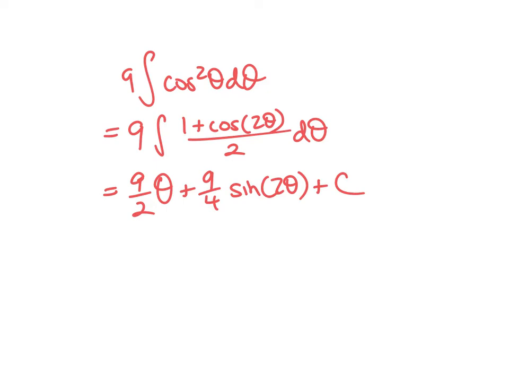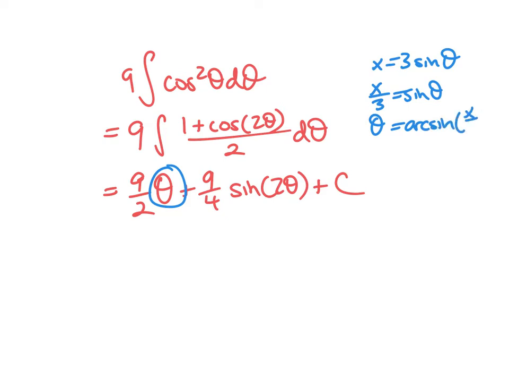Okay, so up here, I'm just going to remind us that we have x is 3 sine theta. First, we need to get things back in x, right? We started with things in x. We want our final answer to be in x as well. So what is theta? Well, to solve for theta, we have x over 3 is sine theta, and thus theta is arc sine of x over 3. So here we have 9/2 arc sine of x over 3.